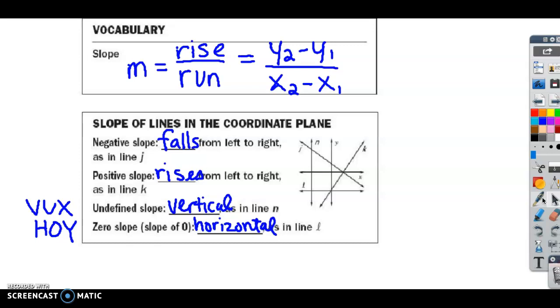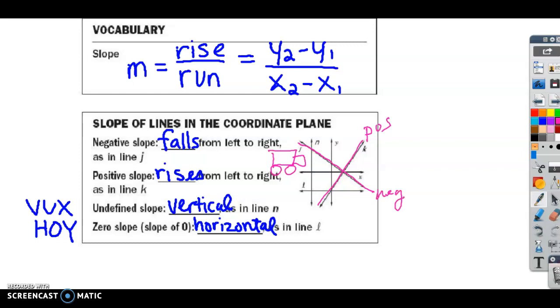So a negative slope goes down, falls down, right? If you've got a truck, and we always read from left to right, so we do math from left to right, okay? And so the truck's always on the left. If he's going downhill, that's a negative slope. If he's going uphill, it's a positive slope. So this is positive, and this is negative.